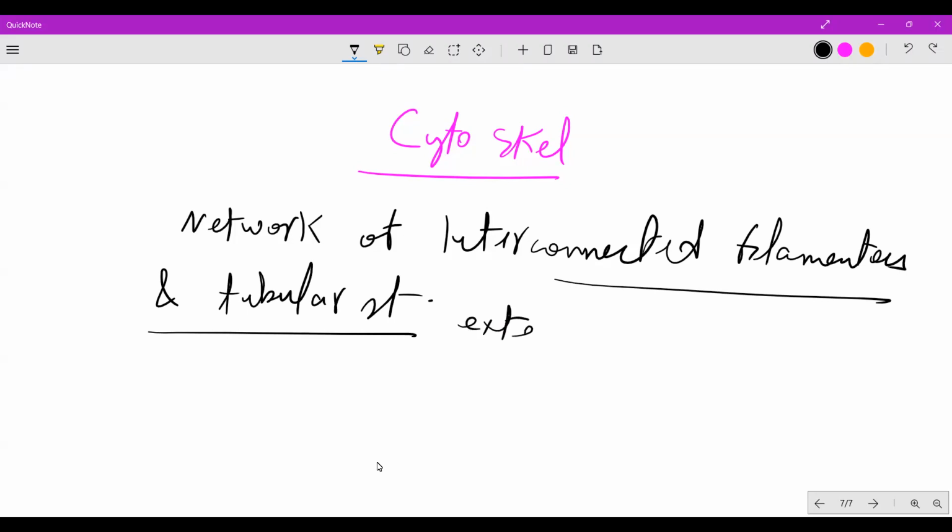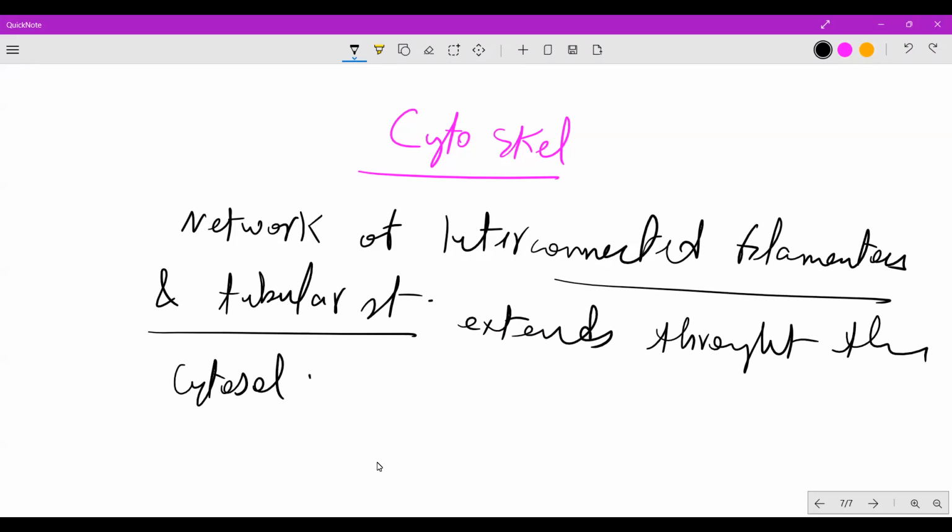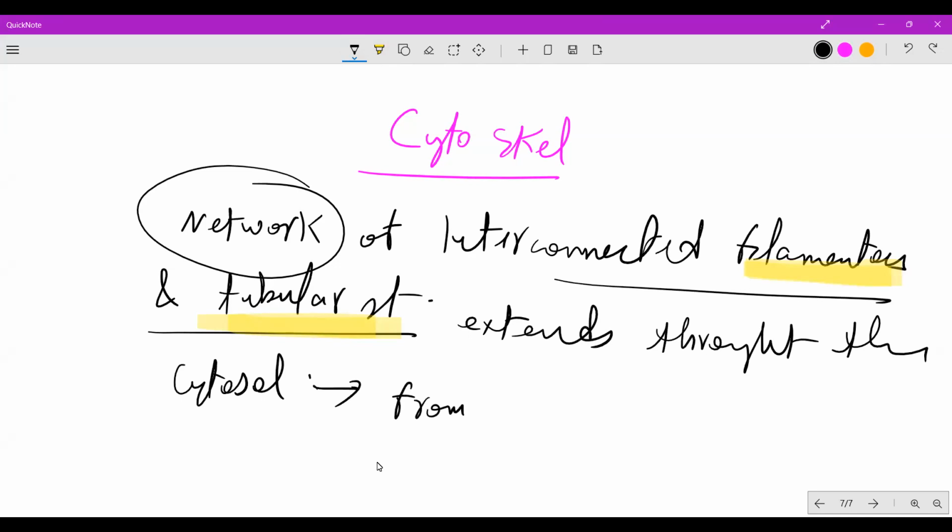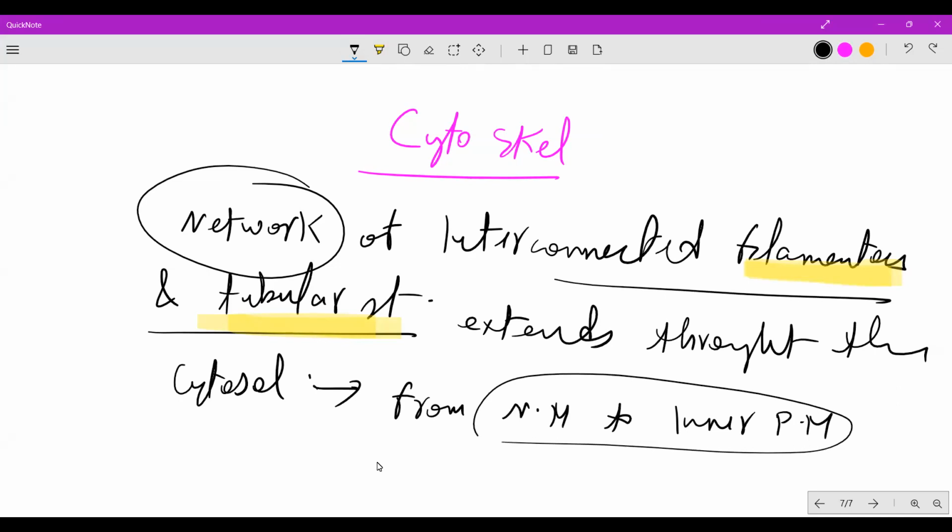which extends throughout the cytosol. Khatam. This is what is cytoskeleton. Nothing else. It is a network of what? Network of, मैंने क्या बताया? Network of interconnected filaments as well as tubular structures, which extends throughout the cytosol. मतलब कहने का ये, when I say it extends throughout the cytosol, मतलब क्या? मतलब from nuclear membrane to inner plasma membrane. This is what is cytoskeleton that we have.